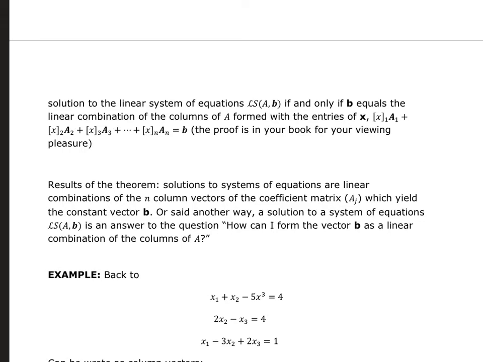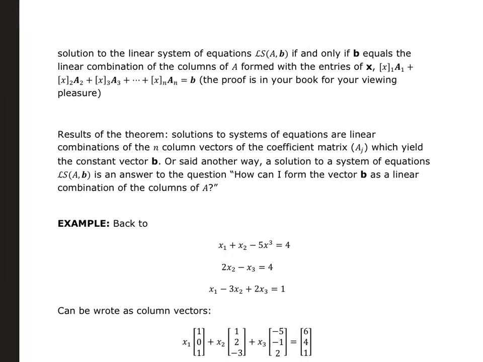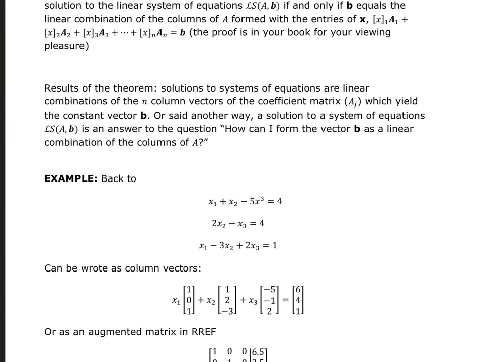So once again, if we go back to our example that we had, we of course started out with the x sub 1 plus x sub 2 minus x sub 5. I'm not going to read them. We wrote them as column vectors. So we took them and we wrote them as column vectors.